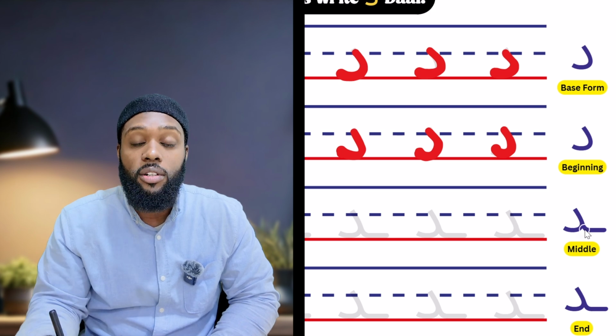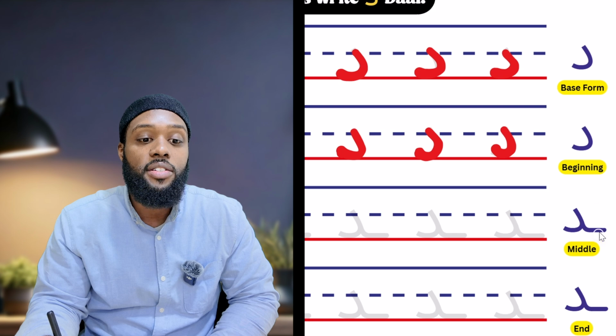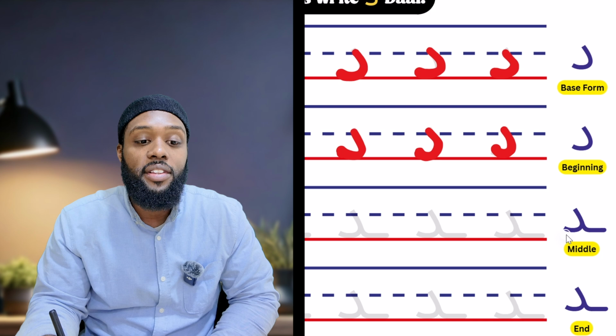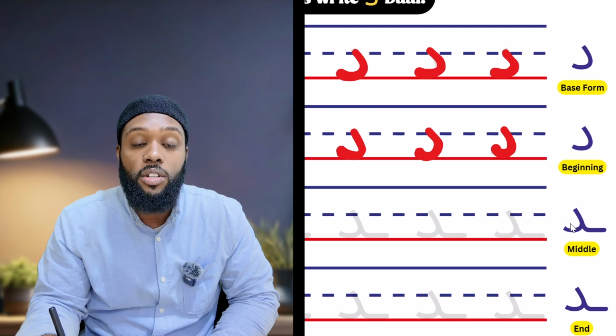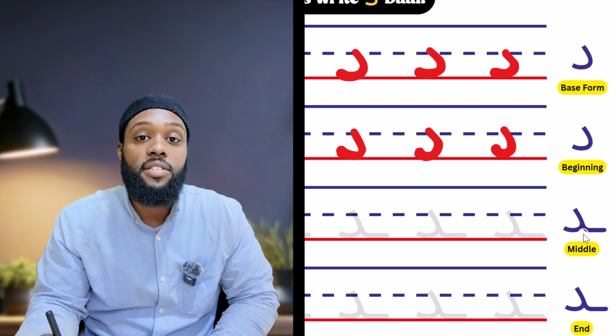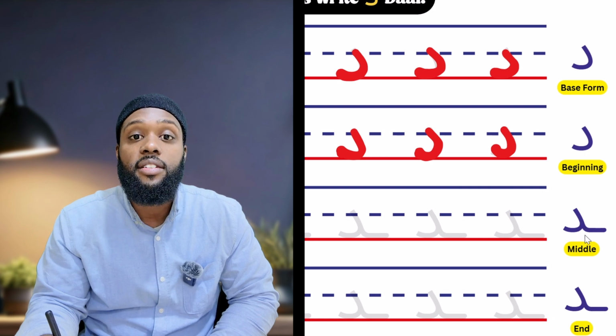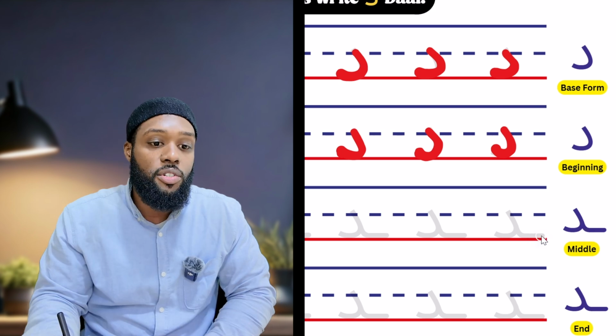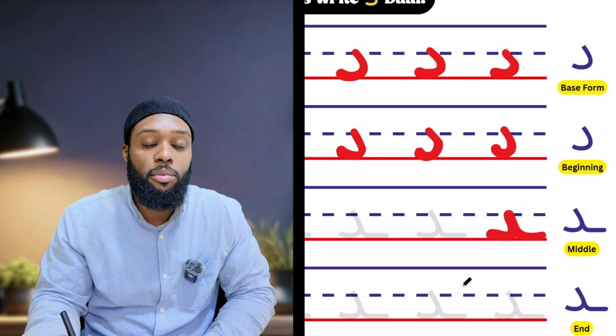In the middle of a word, we see that the letter Daal looks like this. And we can see here that the Daal looks the exact same as it would in its base form or its beginning form, its initial form, except that we have this little tail to the right here. And this is because the letter Daal does connect to letters from the right side, okay? So only from the right side. So we start with the tail portion here and we just go straight up, and then back around into that curved shape for the Daal.